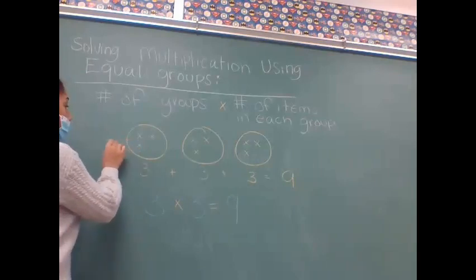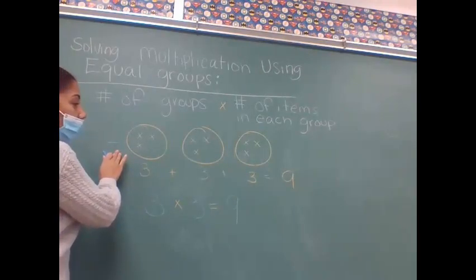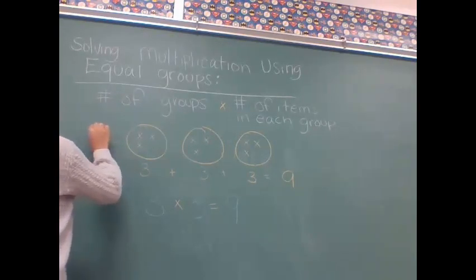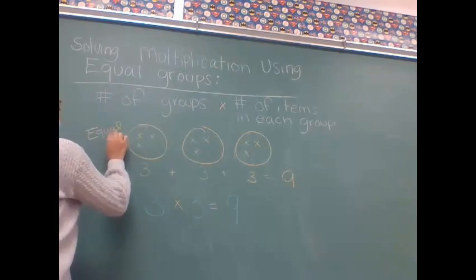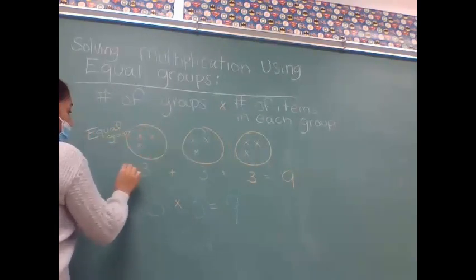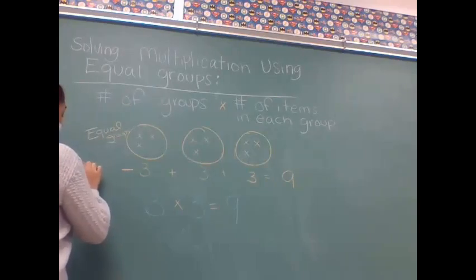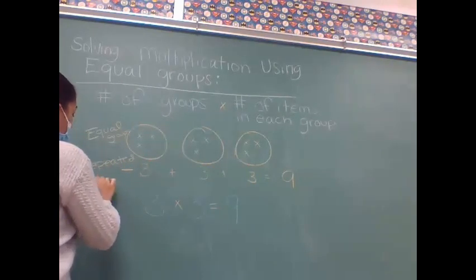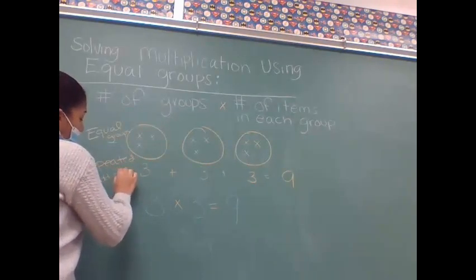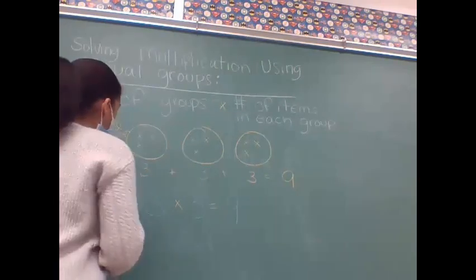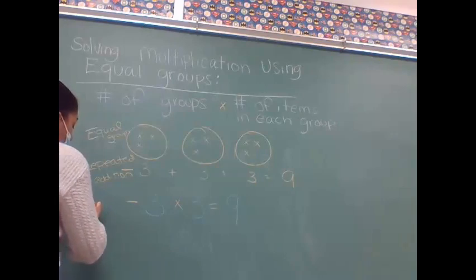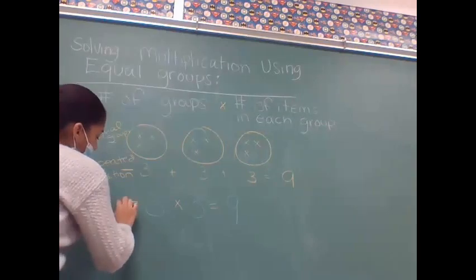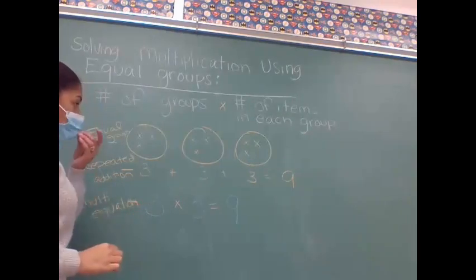So we have it drawn showing equal groups. We have it drawn showing repeated addition. These are all strategies we can use to solve multiplication problems. And we have it drawn in our multiplication equation. Okay.